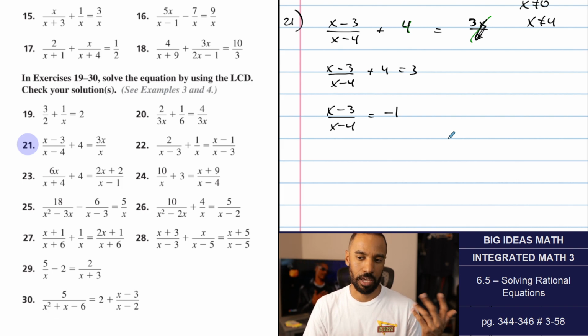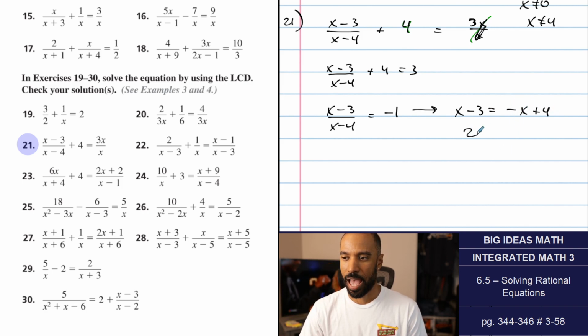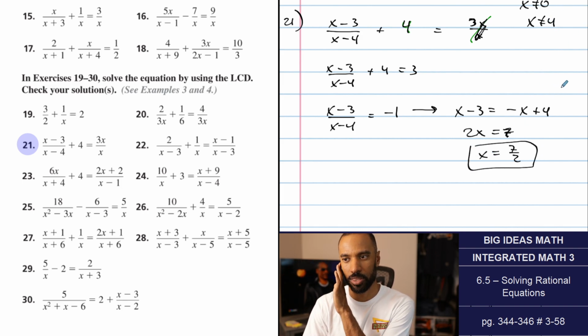Now I have not a proportion, but I can multiply both sides by x minus 4. And I get x minus 3 is negative 1 times x minus 4, or negative x plus 4. Add 2x to both sides, add 3 to both sides, divide both sides by 2, you get x equals 7 halves, which is neither 0 nor 4, so we're good there.